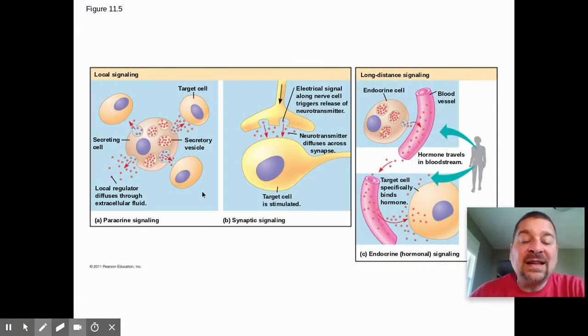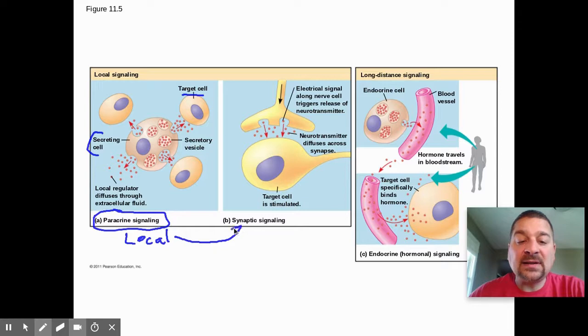Here on this slide, we can see some examples of that. Here's paracrine signaling, which would be considered local signaling, where here's the secreting cell that's releasing the chemical signal messenger through the extracellular fluid, and when they hit target cells, will cause some kind of response. A specific type of local signaling or paracrine signaling is synaptic signaling, which you've studied before in the nervous system.